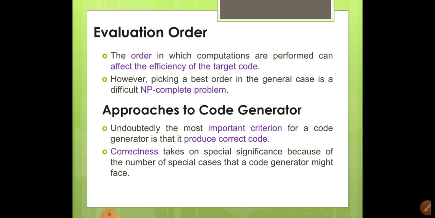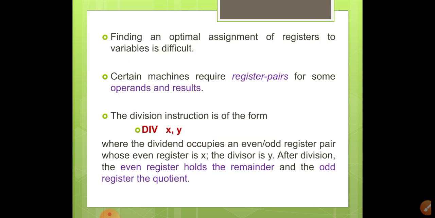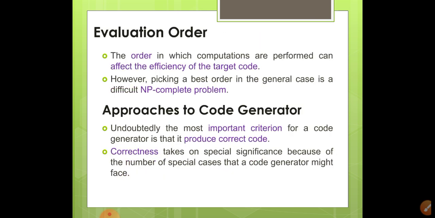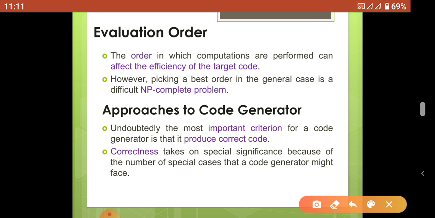But selecting the order to make your program efficient is very tedious, because this problem is considered NP complete. That means it is a very tough task to change the evaluation order to create an efficient program. And after performing all the operations, your input is converted into the equivalent output.